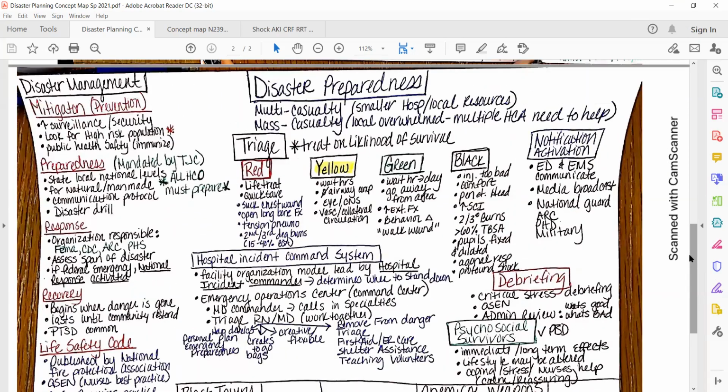Okay. So when we talk about disaster preparedness, if it's a multi-casualty, smaller hospital, local resources, but if it's a mass casualty, this means that the local community is overwhelmed and multiple healthcare agencies need to help. So I think about a small community like McDonald. I live in McDonald. It's a mile by a mile, right? I don't even know, maybe 300 people over there. It's something really small. So if there was a mass fire in McDonald, they would probably not be able to handle it locally. It's so small.